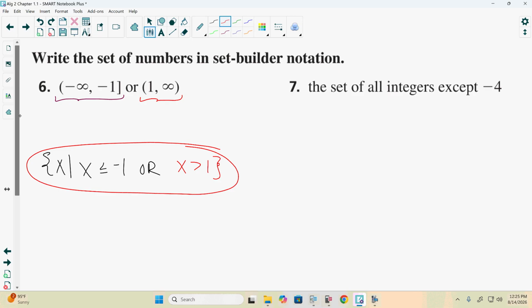That's it. Questions on this one here? We're ready to look at number 7.